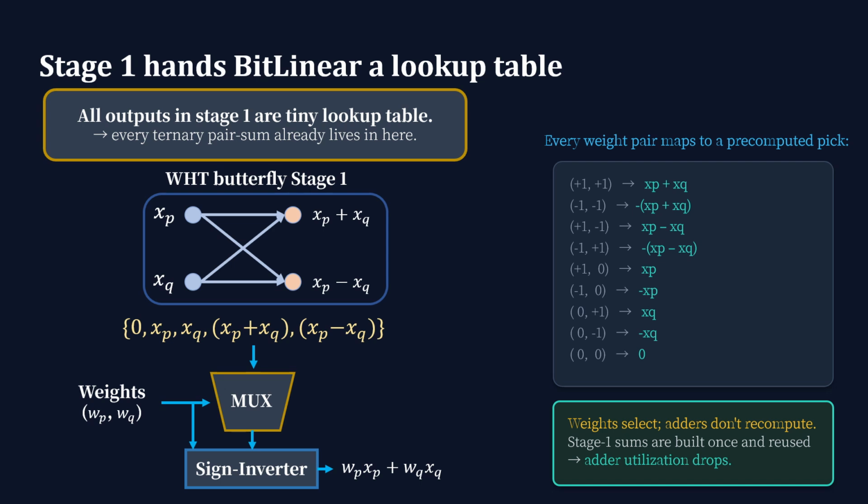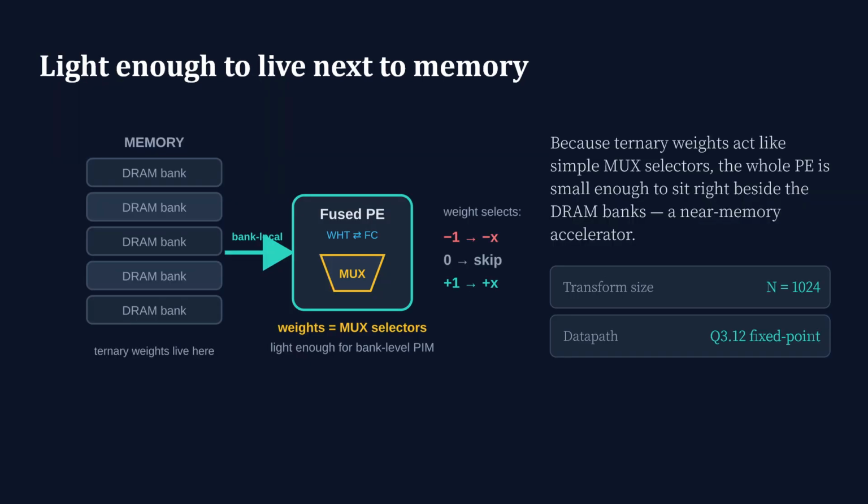The Hadamard first stage is the BitLinear lookup table, and adder utilization drops. And because ternary weights act like simple multiplexer selectors, the element stays small enough to sit right next to the memory. It means a near-memory accelerator at the DRAM bank level. We target an FPGA with N equal to 1024 and a Q3.12 fixed-point data path.